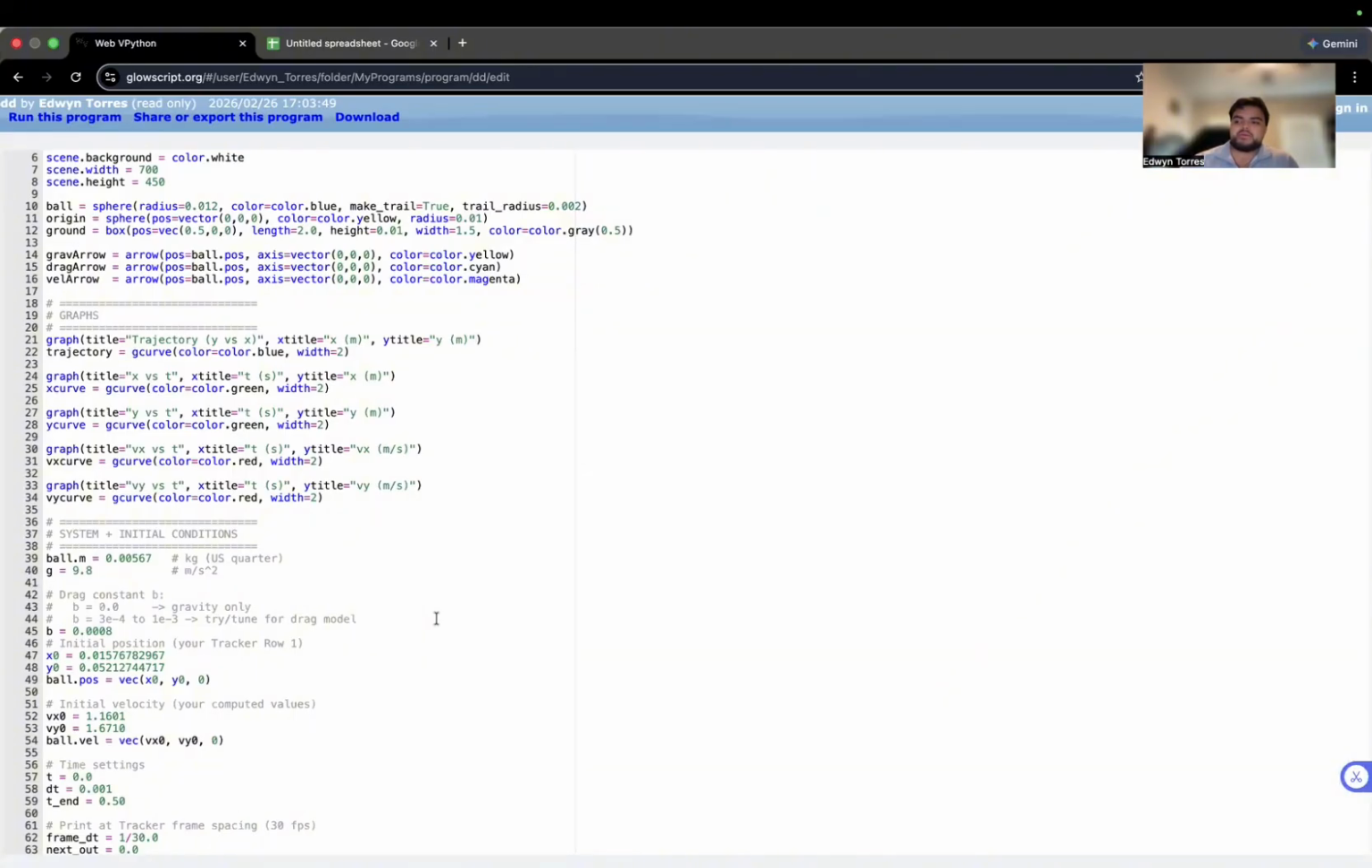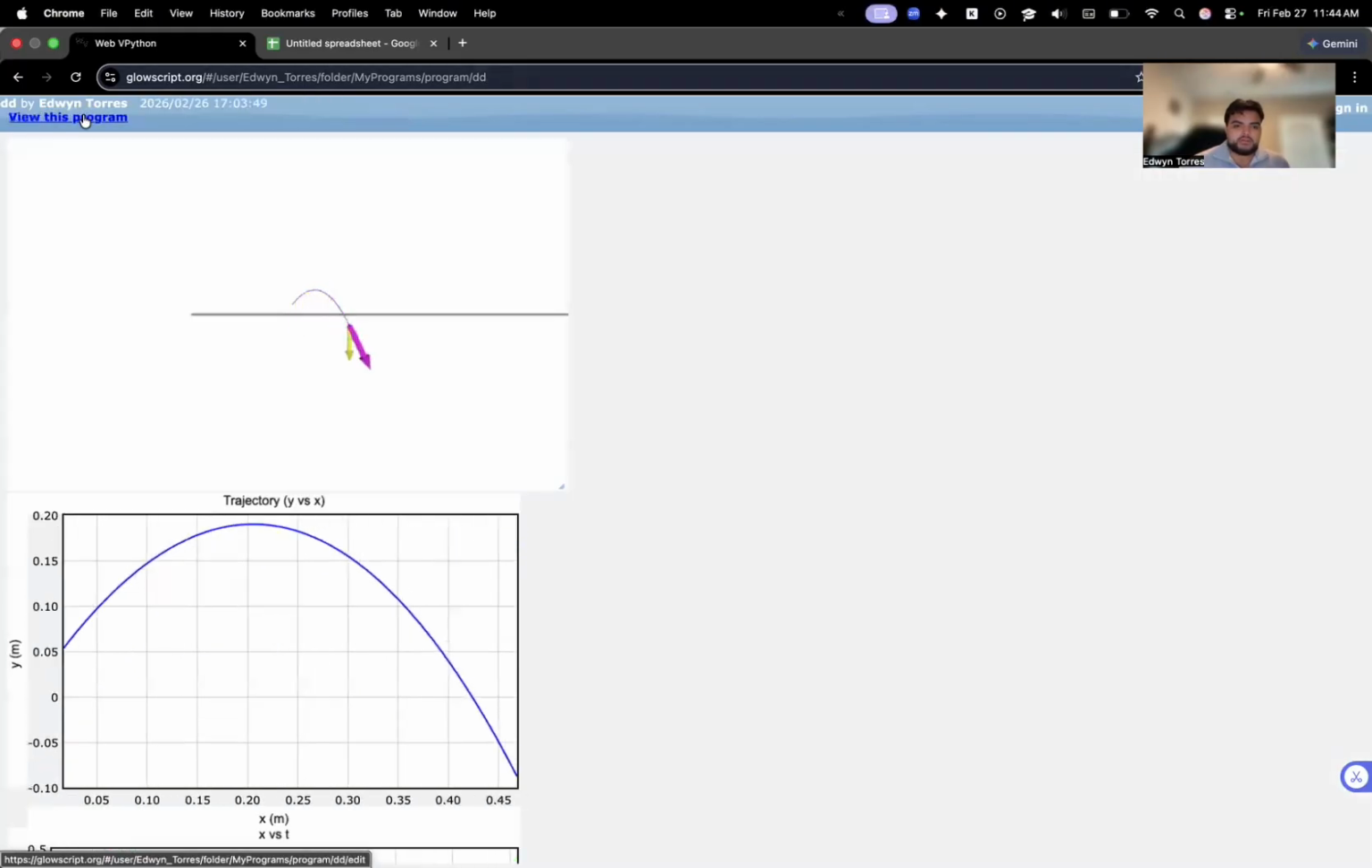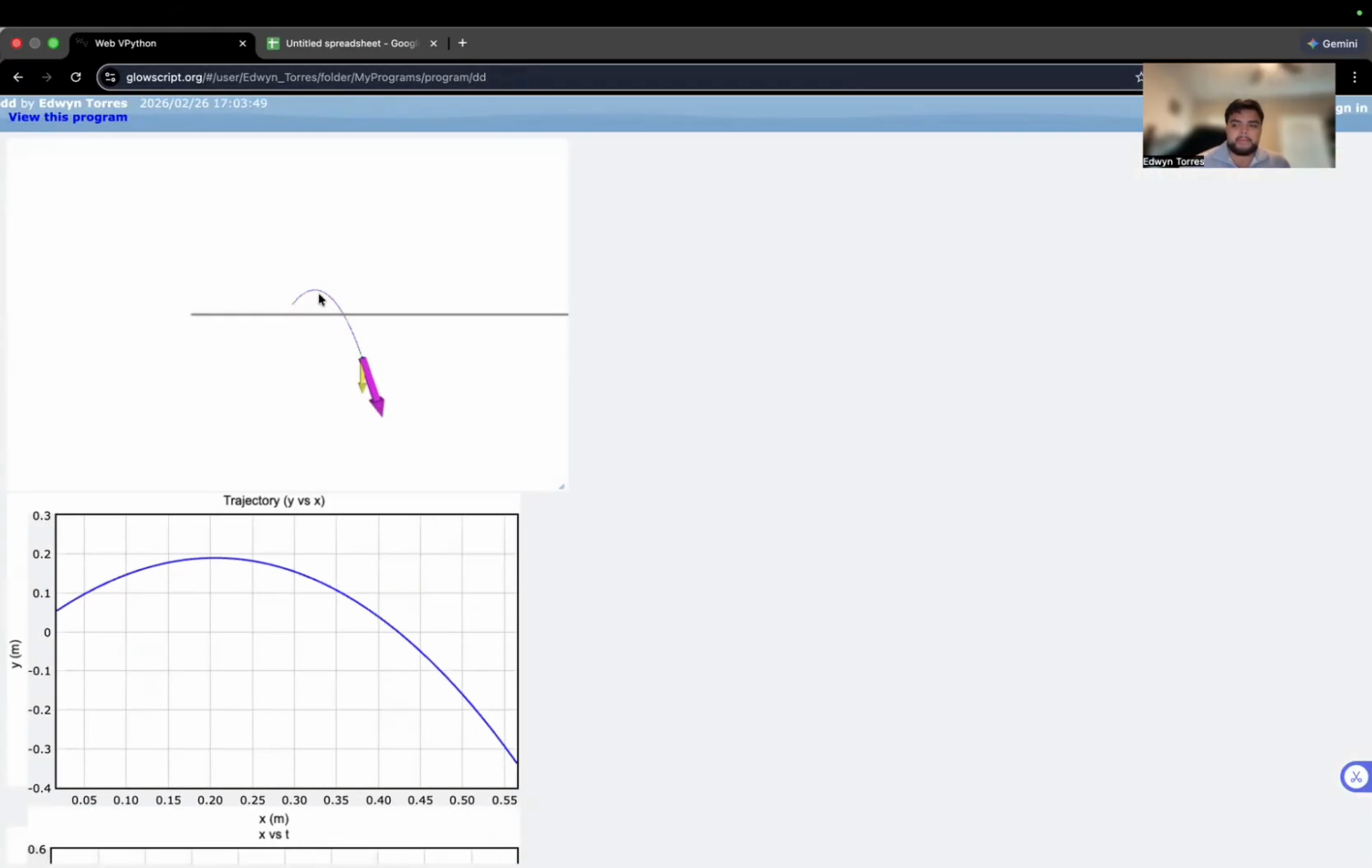The gravity only model gives a smooth parabola, but it does not perfectly match the experimental motion. So this is the curve. Boom. It's really nice. Then I made a second model that includes drag. The drag force points opposite the velocity and has magnitude proportional to speed squared. F drag equals negative b times v squared times v hat. So the total force becomes F net equals F gravity plus F drag.